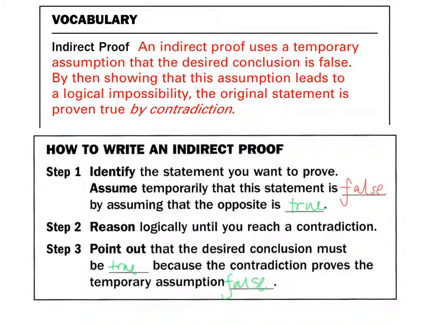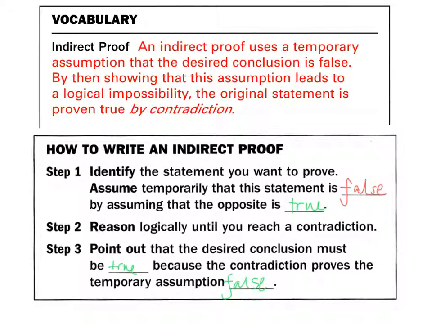Now let's go back and look at indirect proof. It's very, very wordy, but it's actually a very simple concept. And kids, frankly, do it all the time. So let's read through this and try to understand it first. Indirect proof uses a temporary assumption that the desired conclusion is false, by then showing that this assumption leads to logical impossibility. The original statement is proven true by contradiction.